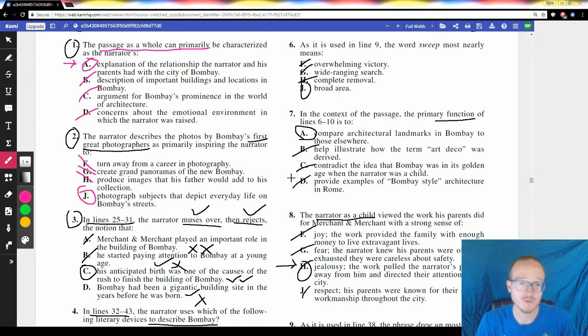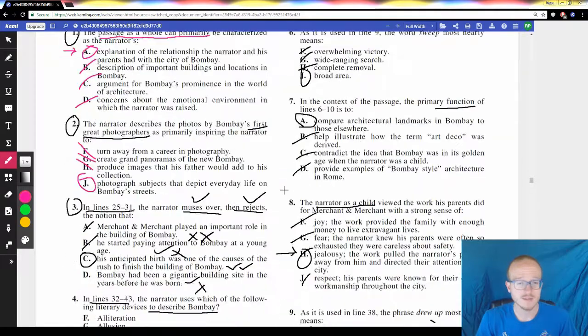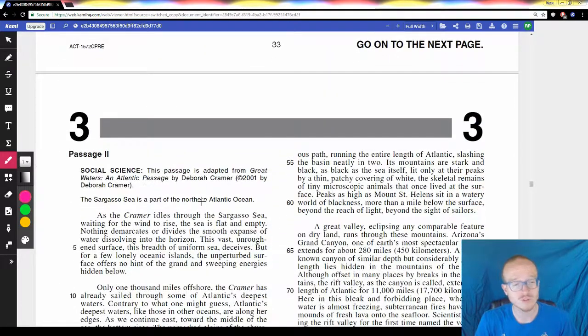We're going to keep doing this with the other passages. This one was the prose fiction. And next time we are going to do social science.